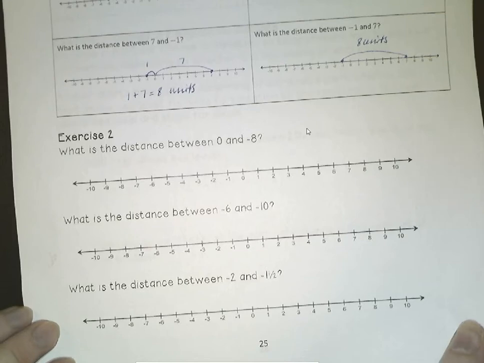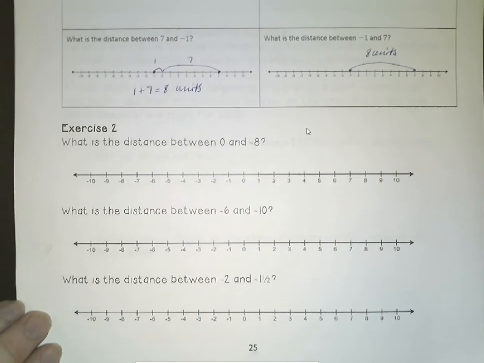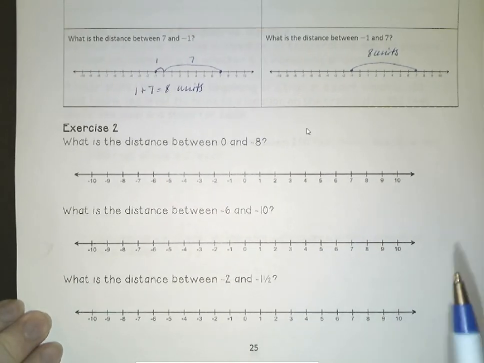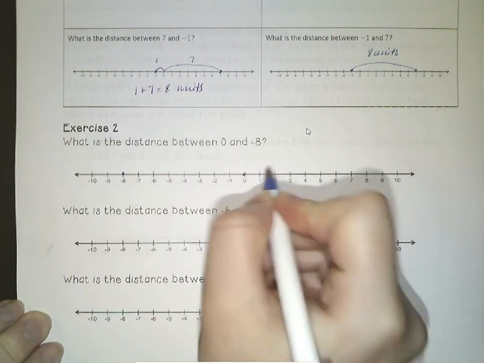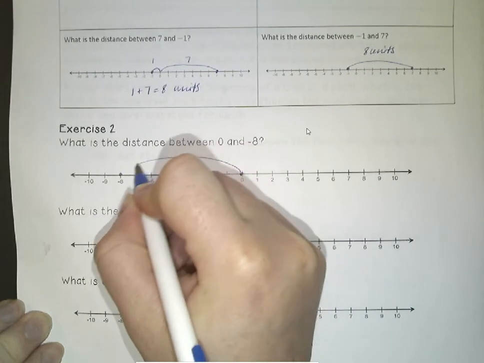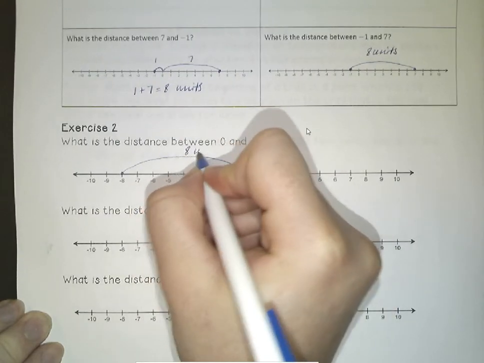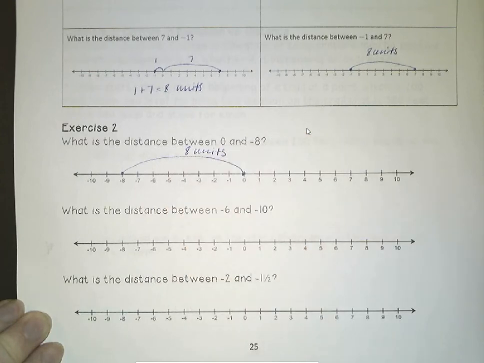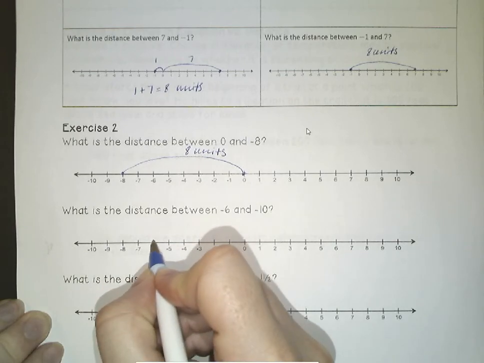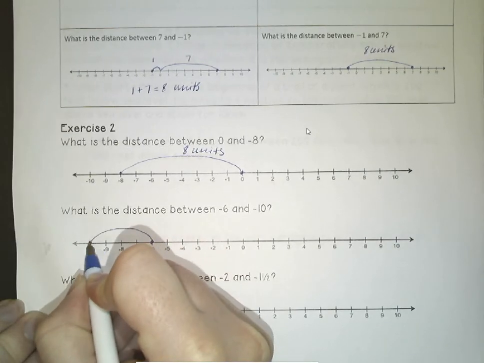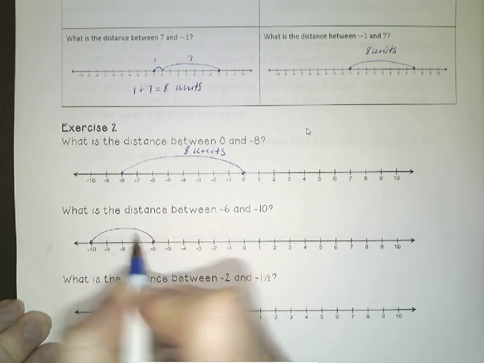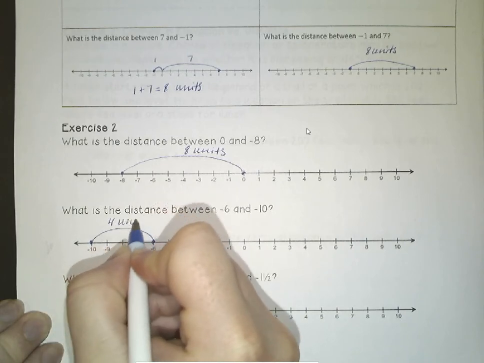What is the distance between 0 and -8? So here we are looking for the absolute value. Distance between 0 and -8 is going to be 8 units. What is the distance between -6 and -10? Let's find it. -6 and -10. So we are looking for this distance right here. 1, 2, 3, 4 units. 4 units.